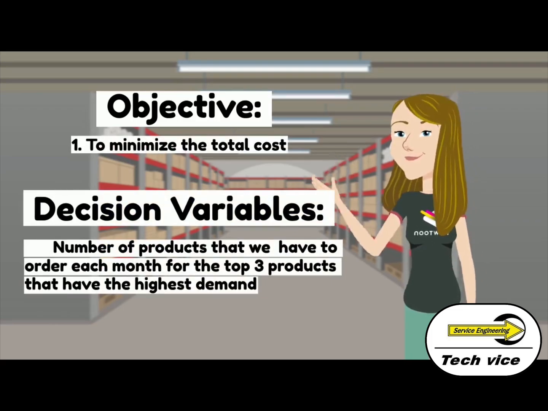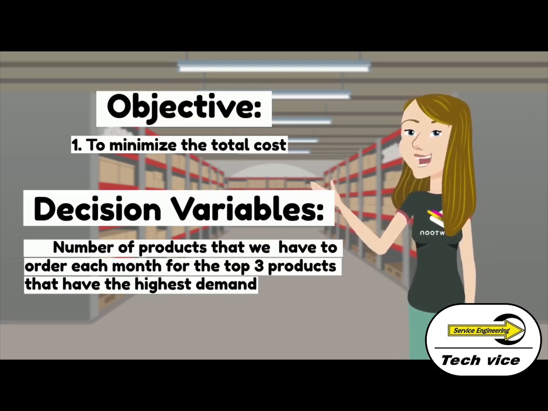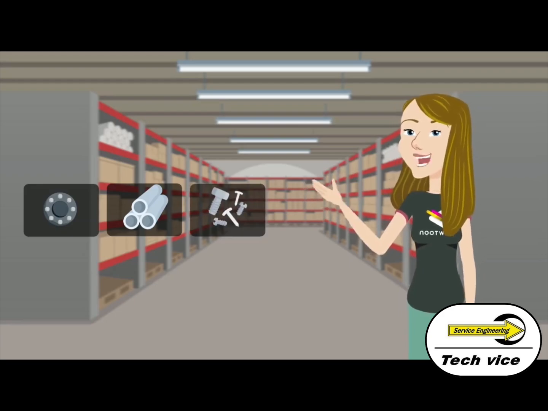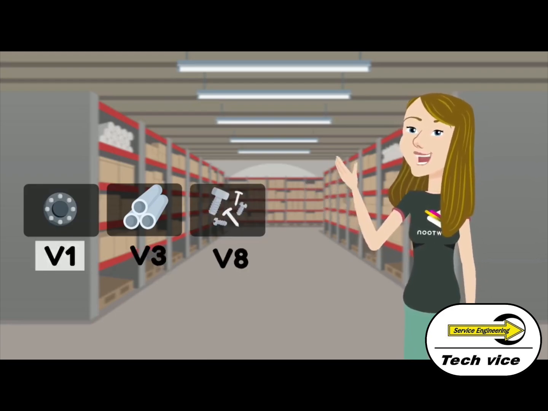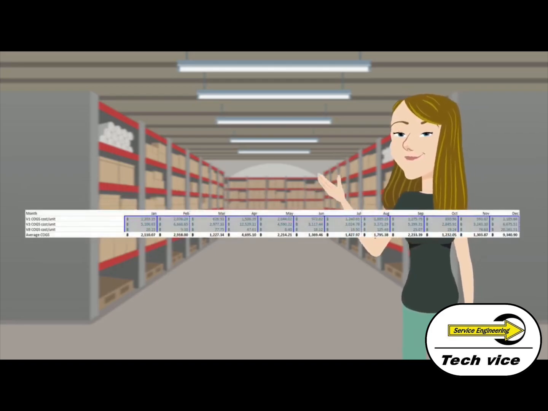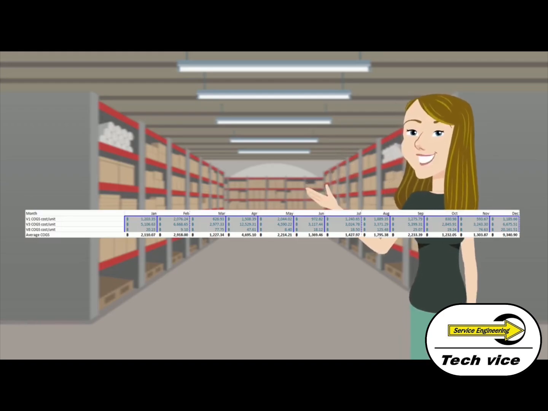Based on the historical data of the previous year, we found out that the products that have the highest demand are plates, pipes, and bolts and nuts, where we have given the code names of V1, V3, and V8. And we calculated the average cost of goods sold based on the historical data from the previous year. Then we have to identify the constraints.